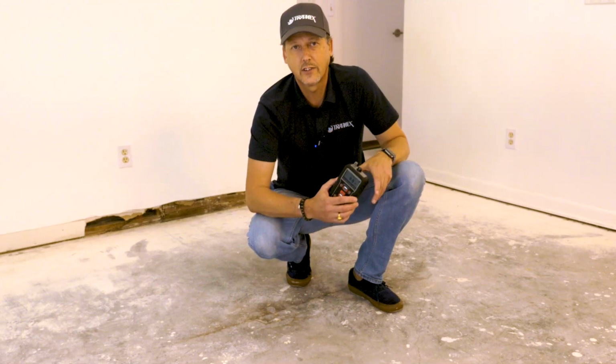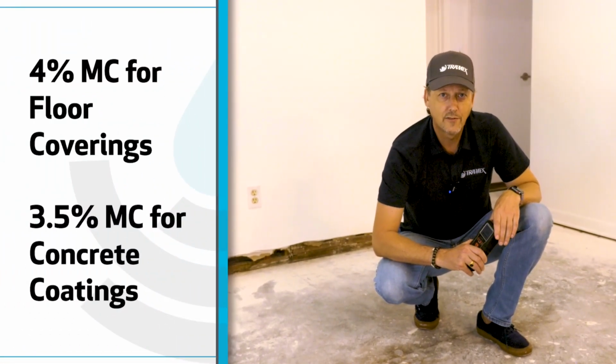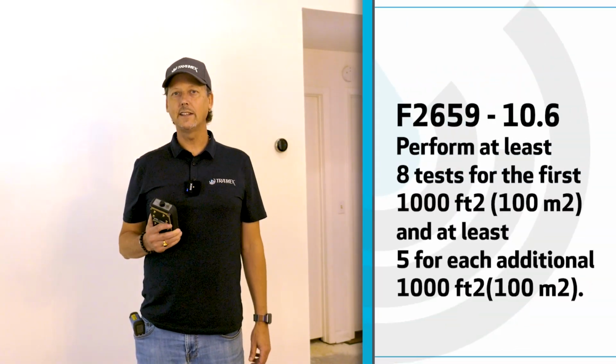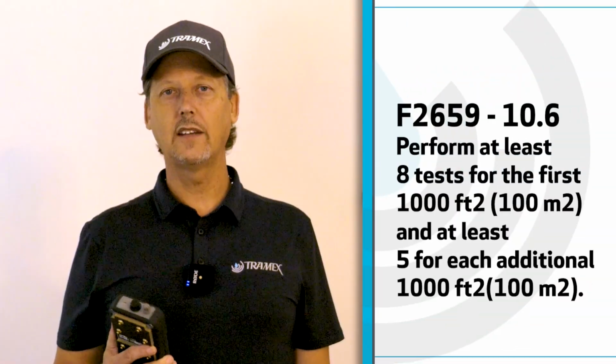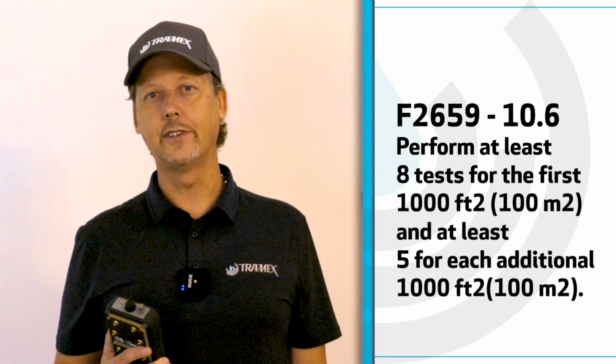Industry professionals generally recommend a number of 4% for floor coverings and 3.5% for concrete coatings. When taking surface readings, you want to make sure you take at least 8 readings in the first 1,000 square feet and 5 readings in each additional 1,000 square feet thereafter.